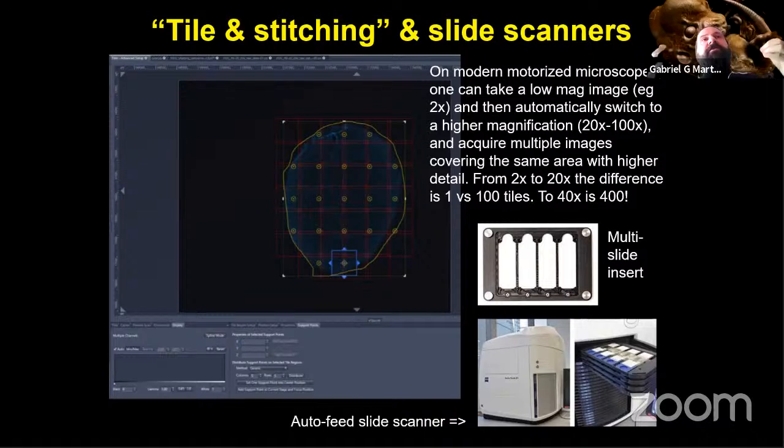And then stitch all of these tiles together and generate a Google Earth-like large image. Now, I want to mention this because this is becoming more and more prevalent, and practically every lab in COLife now has a microscope capable of doing this. I think Miguel Sabri was wondering before about this.